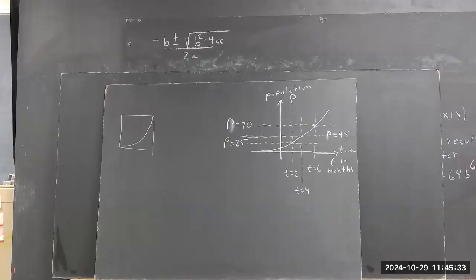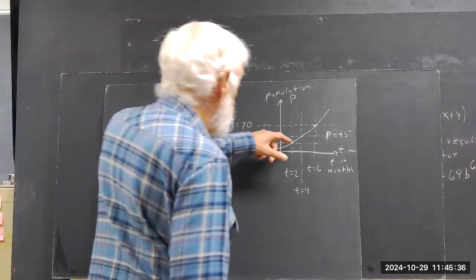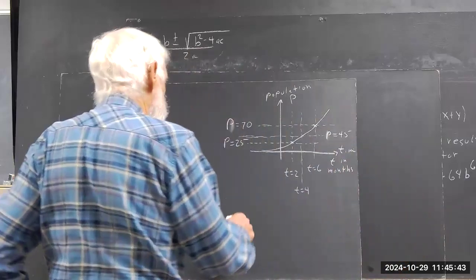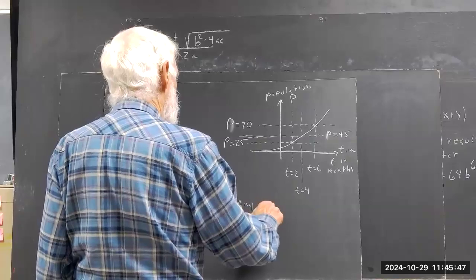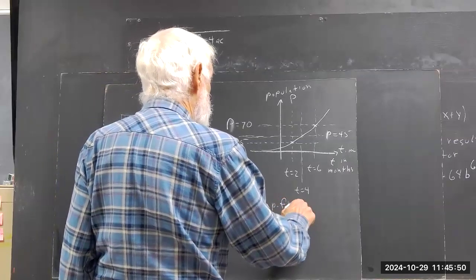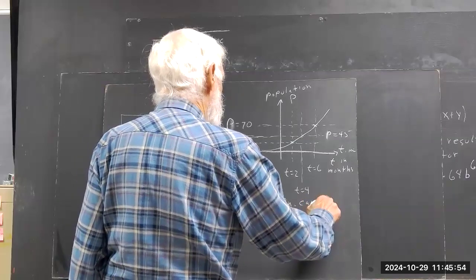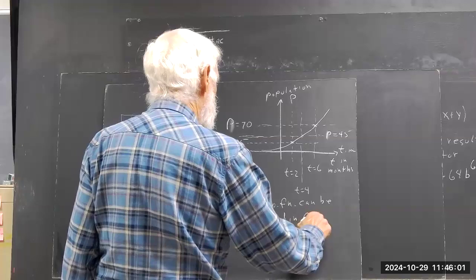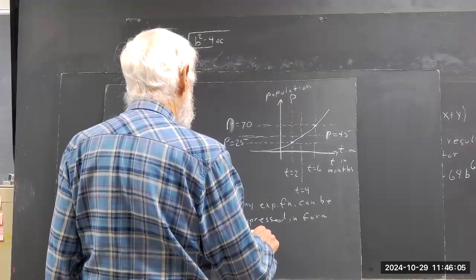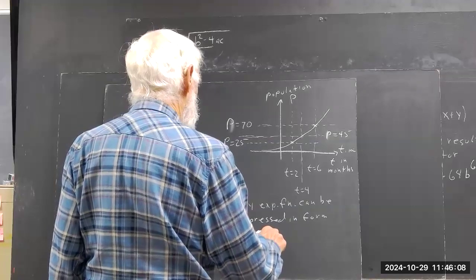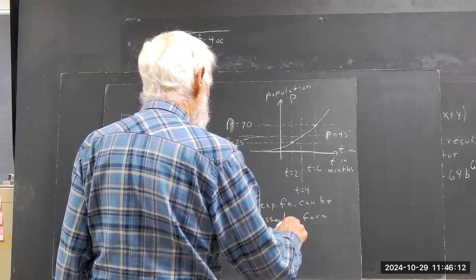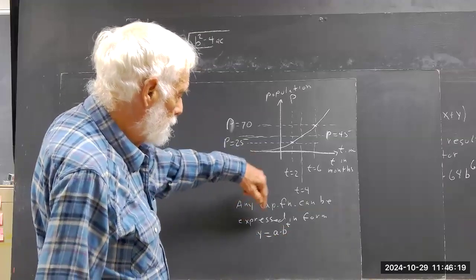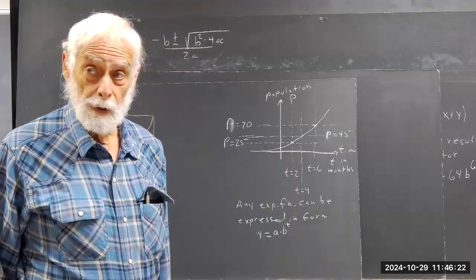Now we're going to be able to figure out what P really is. If you have an exponential function that goes through these 2 points, any exponential function can be expressed in the form y equals A times B raised to the T power.